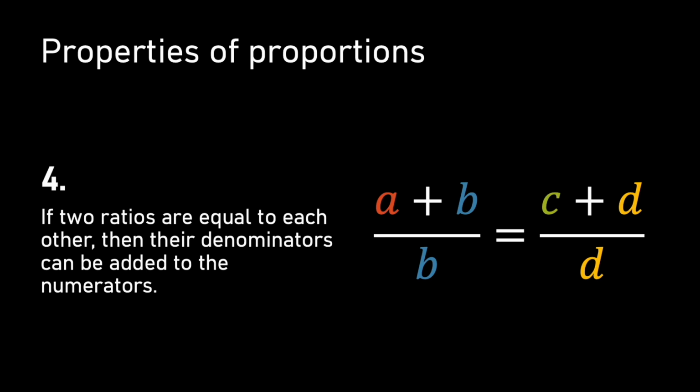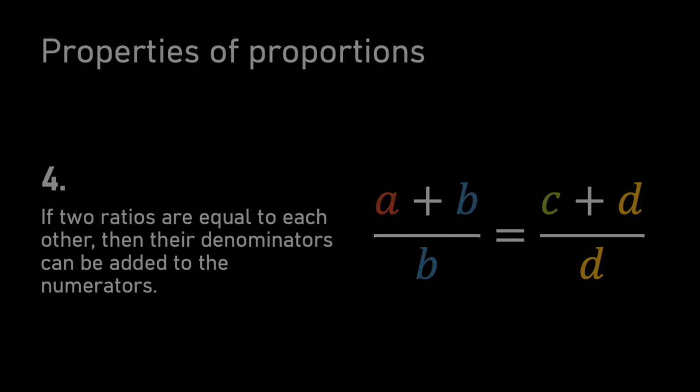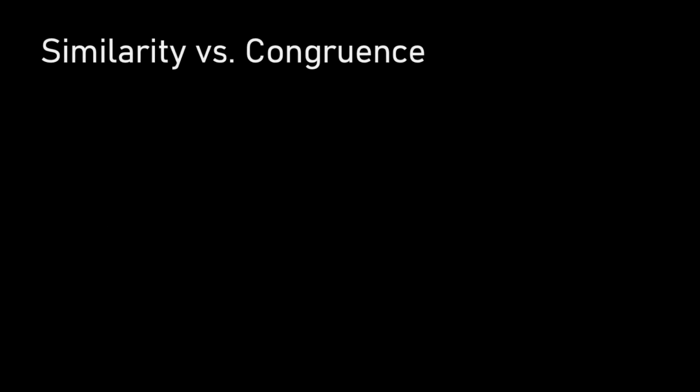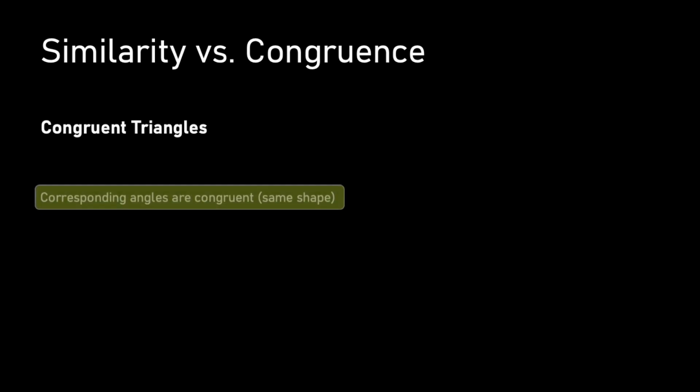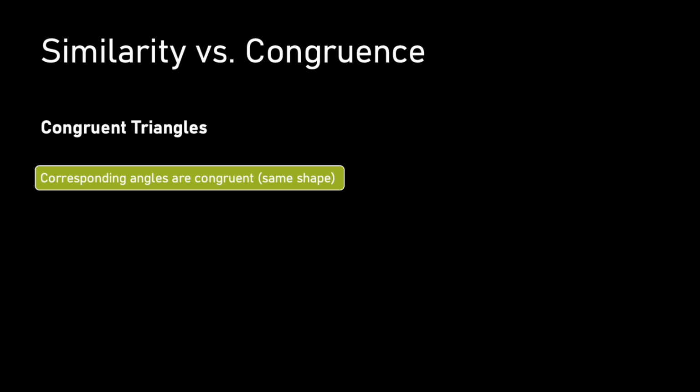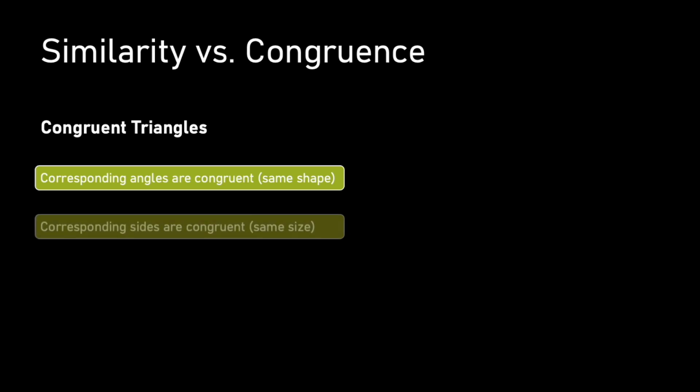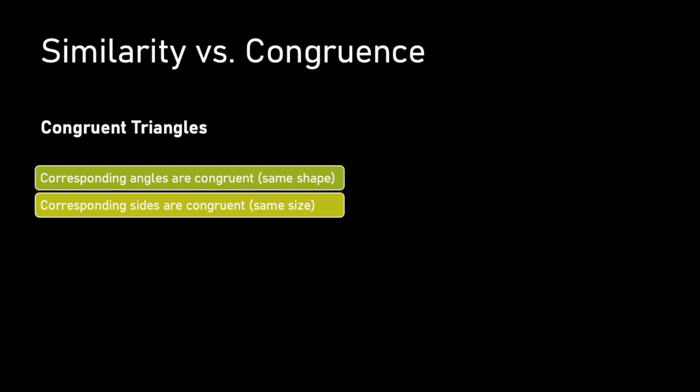Now, the reason that we spent 2 days on ratios and proportions was because of how they apply to similar triangles. Let's talk about similarity. The last unit was about congruence. For congruent triangles, corresponding angles were congruent, so the triangles had the same shape. Corresponding sides were also congruent, which gave the triangles the same size.